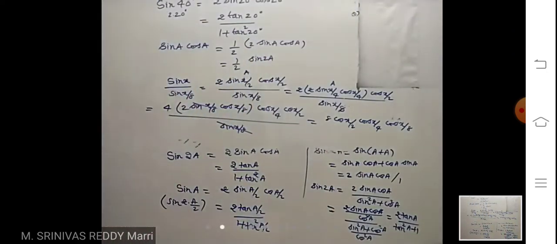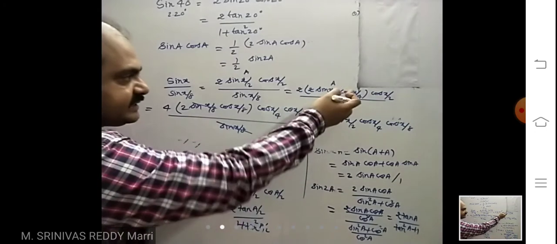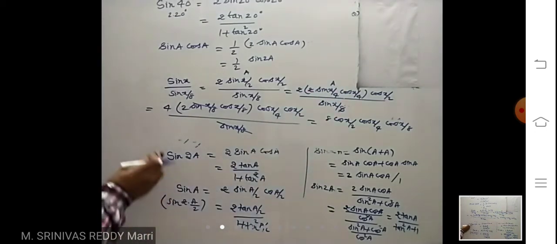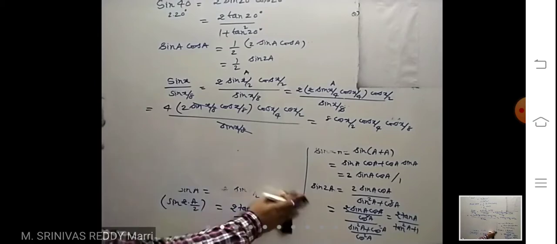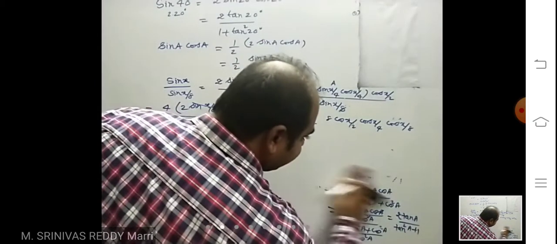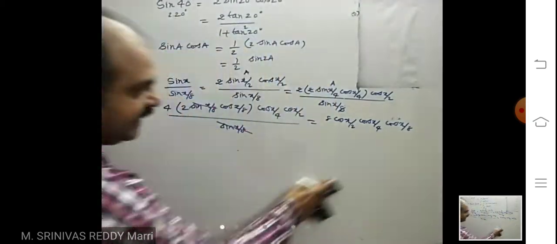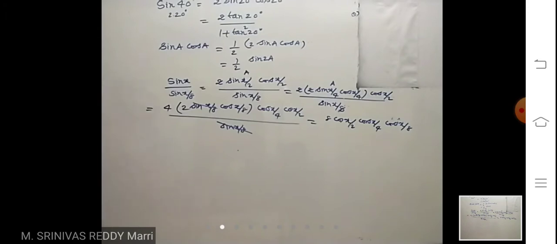Like that, whenever sine A is there, you can write it as 2 sine A by 2 cos A by 2. Inside angle, you take it as A and then write 2 sine A by 2 cos A by 2. If tan is needed, you write 2 tan A by 2 divided by 1 plus tan square A by 2. Like that, converting into half angles. Suppose, look at another problem.